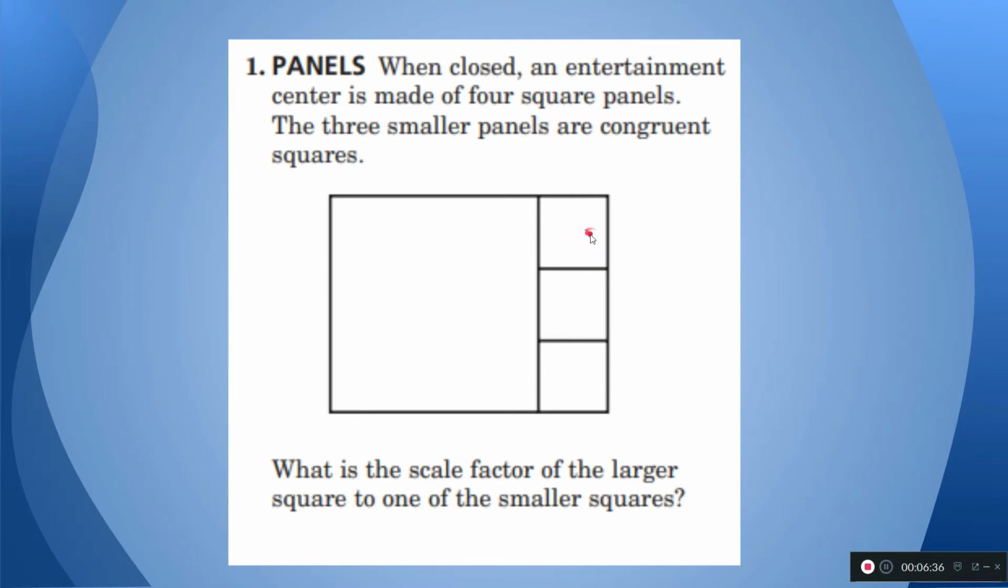What we're looking at is we're trying to figure out what the scale factor is between these smaller squares and this larger one. Take note that there are 3 of these and 1 larger one. That's going to be important for figuring this out. Go ahead and pause here if you want to figure it out before I explain the problem to you. The next slide will have all the spoilers.